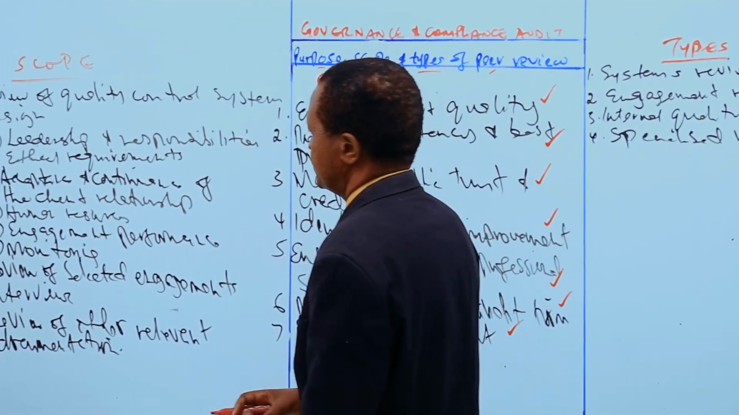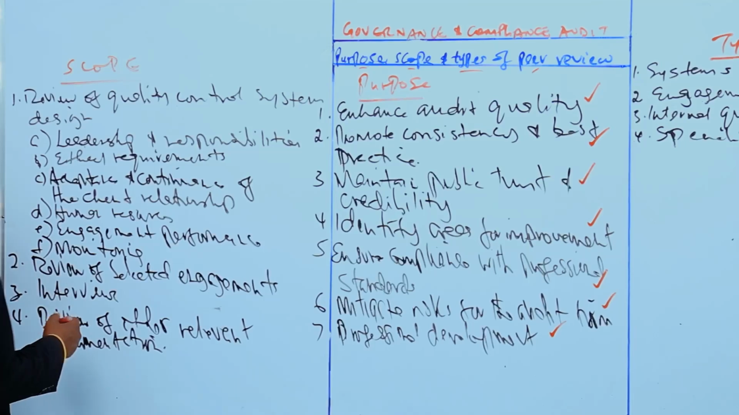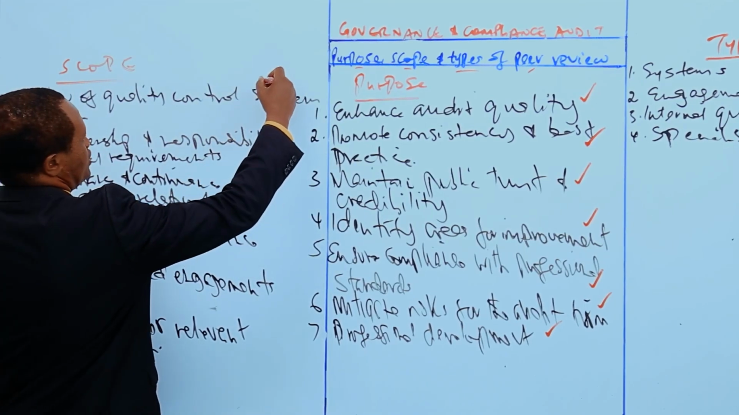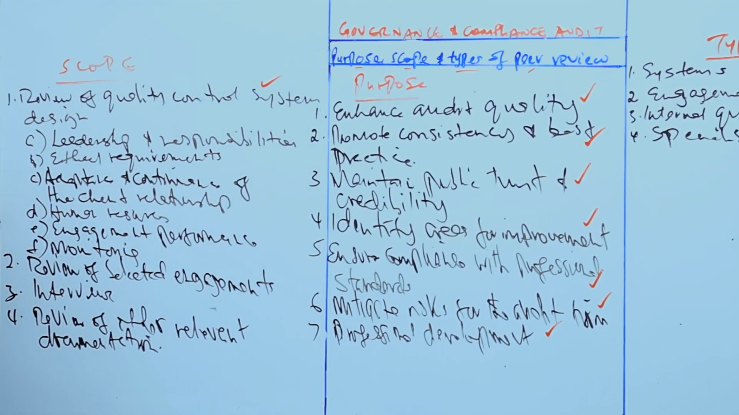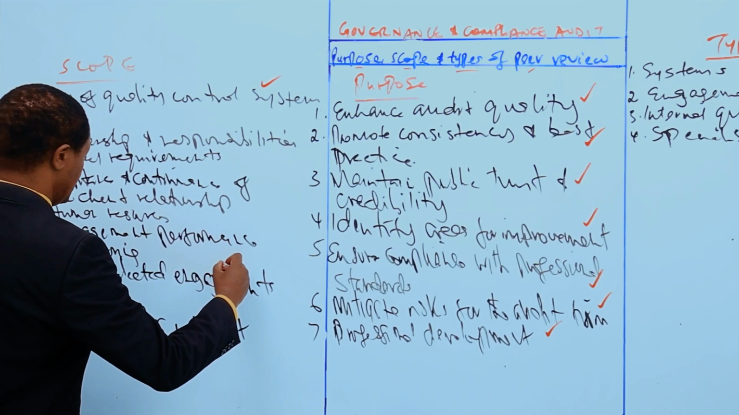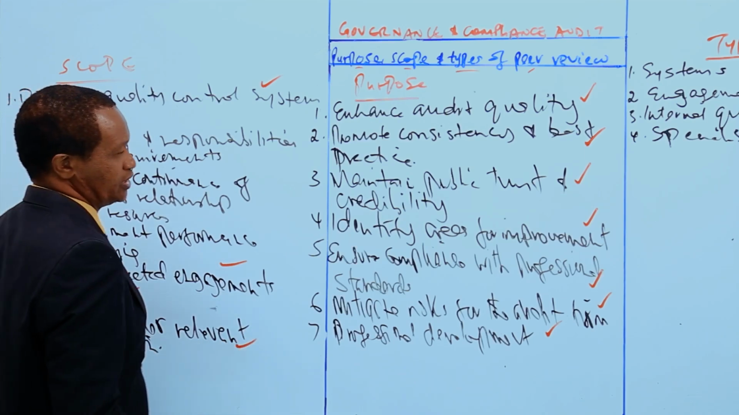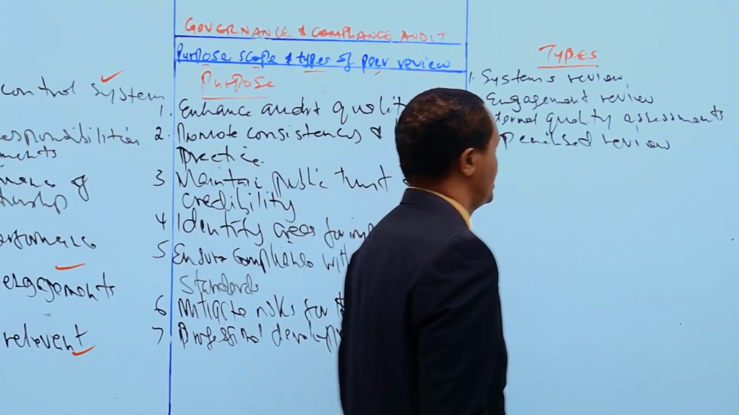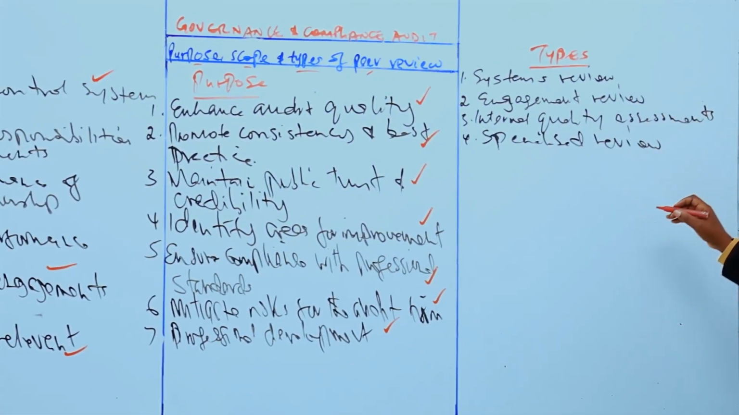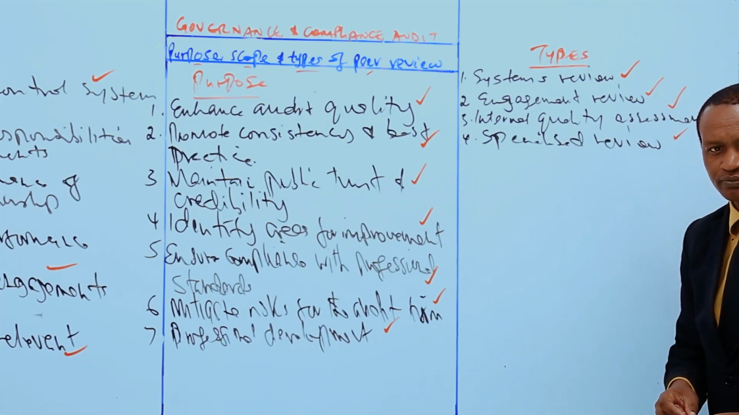Then we've identified the scope of peer review. One is reviewing of quality control system design, then reviewing of selected engagements, and reviewing of other relevant documentation. Lastly, we've identified and analyzed 4 types of peer review. One is systems review. Number two, engagement review. Number three, internal quality assessments. Then specialized reviews.